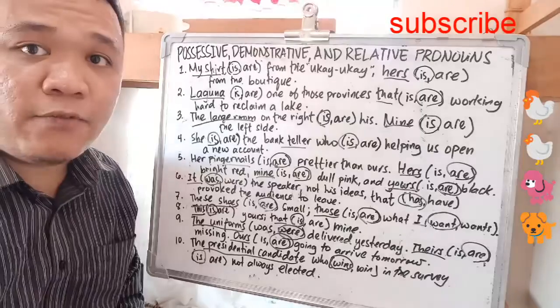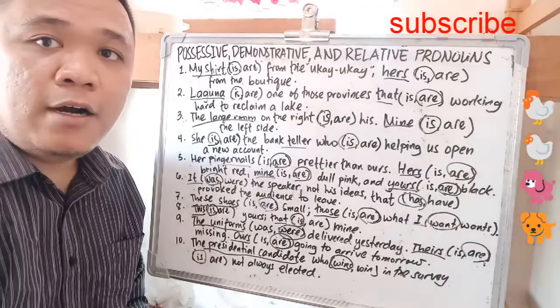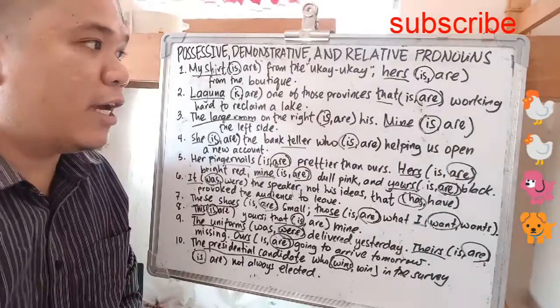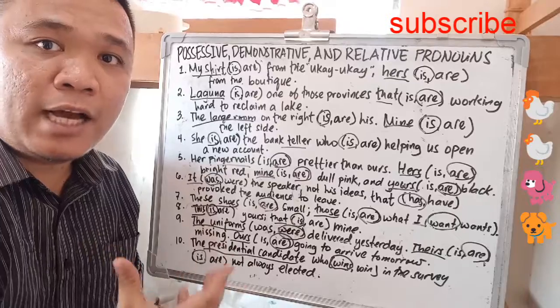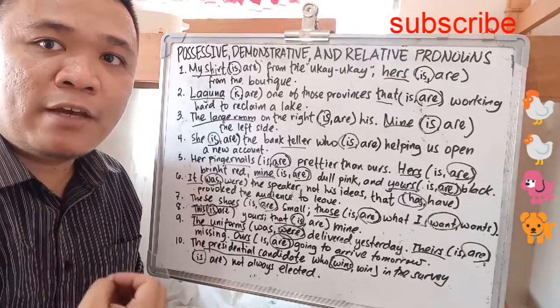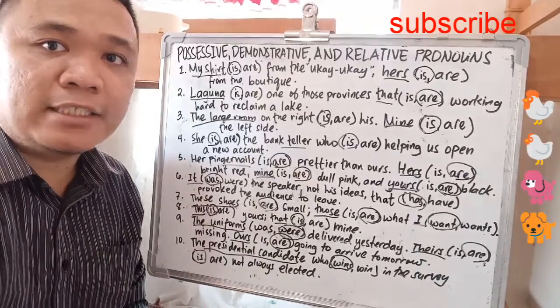Alright, so possessive, demonstrative, and relative pronouns are one of the ways we look at the functions of the subject and the verb in the sentences.